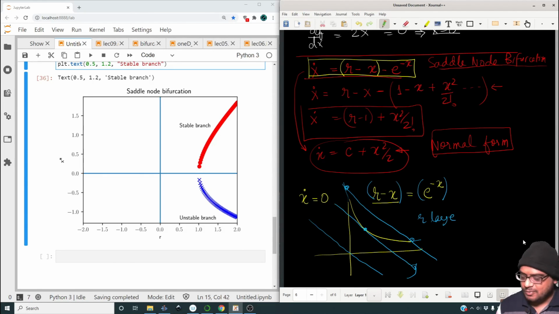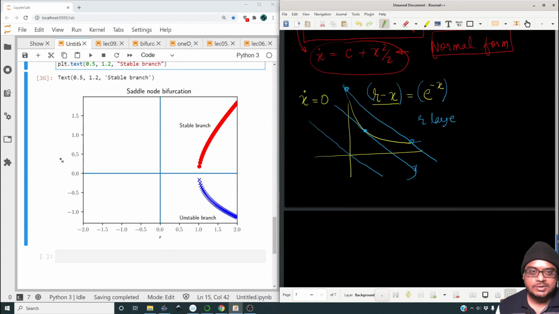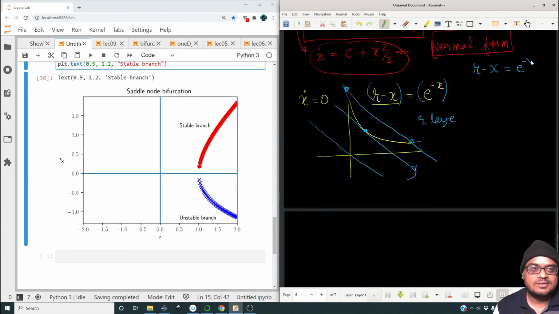So at the point of bifurcation, we will have two things. One is the blue line intersecting with the yellow curve, that is r minus x will be equal to e to the power minus x. That is one condition. And the other condition is the slope of r minus x will be equal to the slope of e to the power minus x. The slope of r minus x is equal to minus 1. The slope of e to the power minus x is equal to minus e to the power minus x.